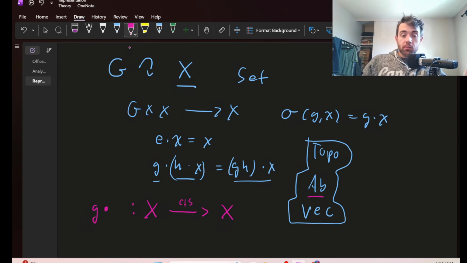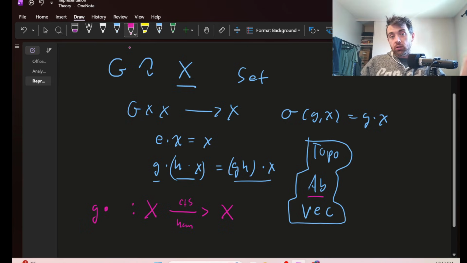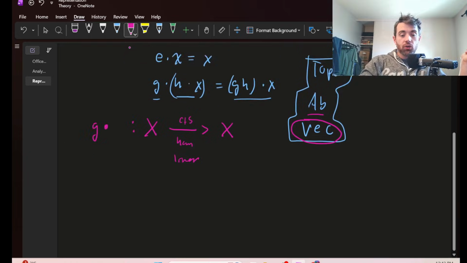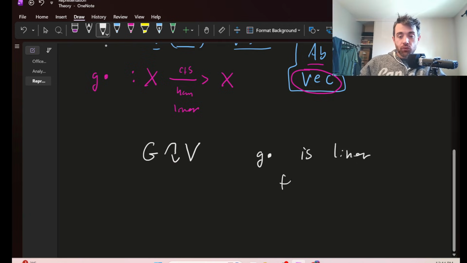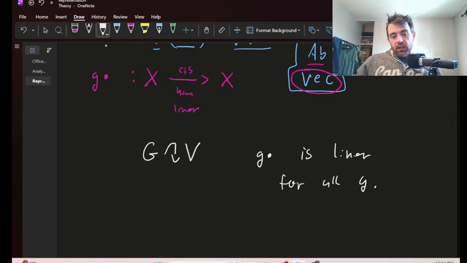If it were an abelian group, we would want it to be an abelian group homomorphism. And if it were a vector space, we would want it to be a linear transformation. And so that's exactly what a representation is. So version 1: a representation is just an action of a group on a vector space where g dot is linear for all g, right? Okay, so how else can we express this?